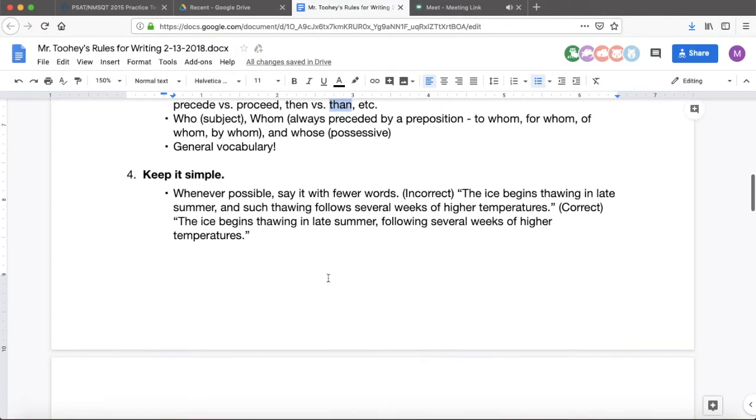All right. Rule number 4, keep it simple. I think Blaze was reading the last one. Irene, go ahead and read rule number 4, keep it simple. This one is hugely important. They love testing on this one. I'd say it's probably the second most commonly tested rule. Go ahead and read that first bullet point, please.